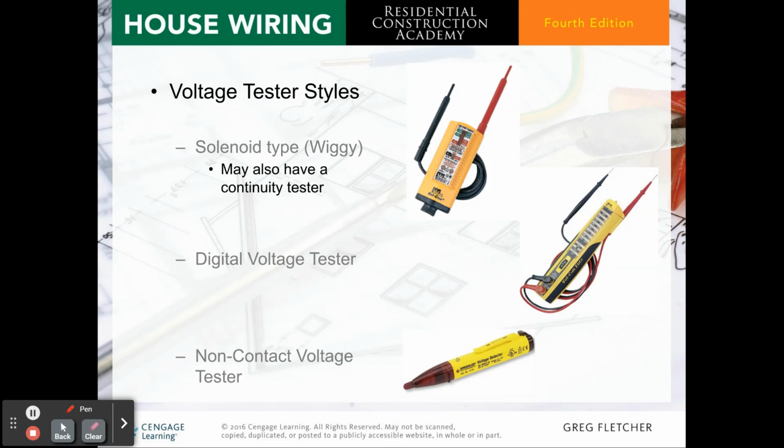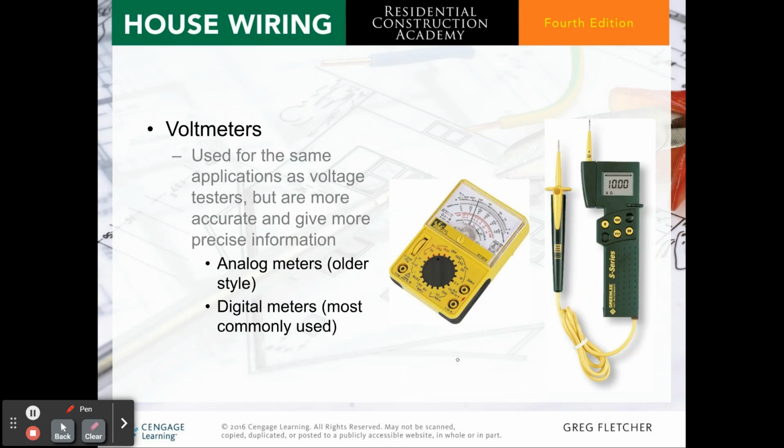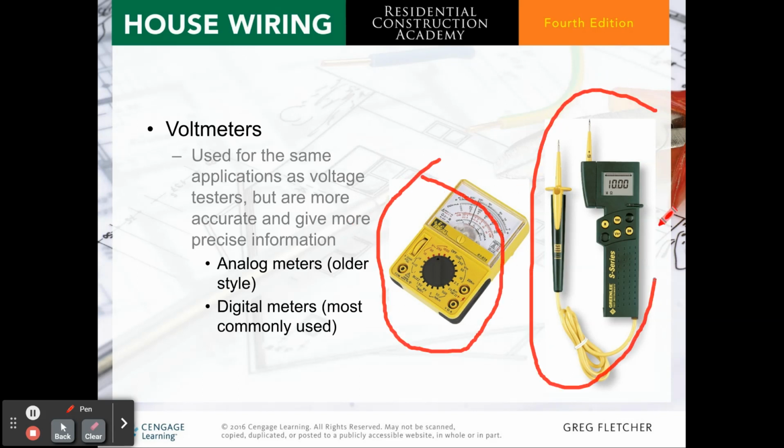Here are some voltage testers. The solenoid type, also known as a Wiggy, may also have a continuity tester, a digital voltage tester, or a non-contact voltage tester, which we'll be using in the lab. Voltmeters are used for the same applications as voltage testers, but are more accurate and give more precise information. Analog meters, such as this one, are an older style, and digital meters, such as this, are seen more frequently.